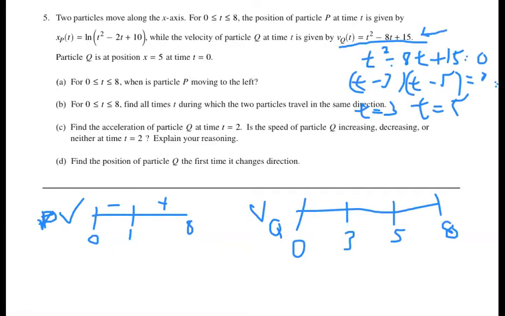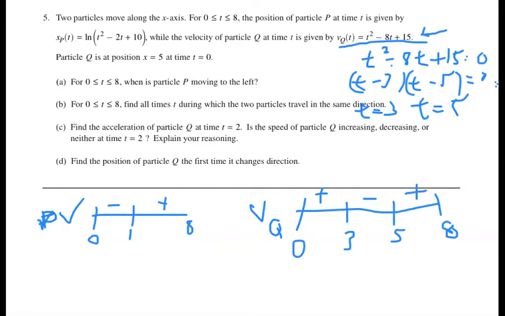So we get 1 minus 8 is negative 7 plus 15. That's a positive. And then from 3 to 5, I'm going to pick 4. I get 16, and 15 is 31, and negative 32 is negative there. I'm going to pick 6 and get 36. 36 and 15 is 51. 51 minus 48 is a positive right there.